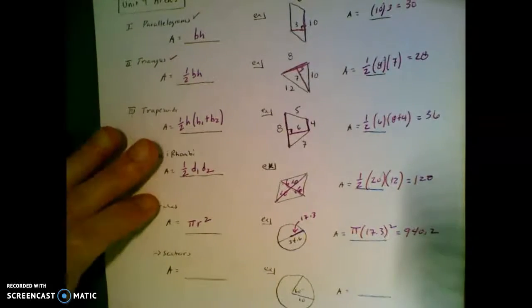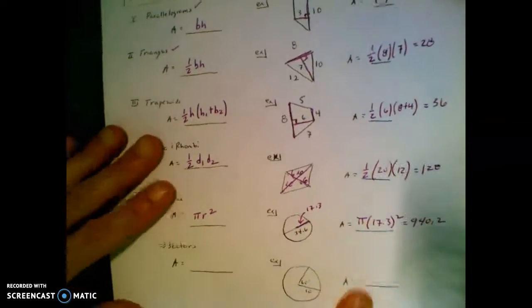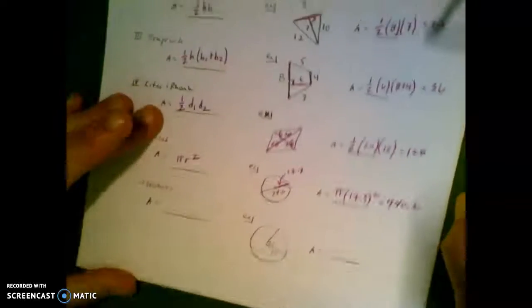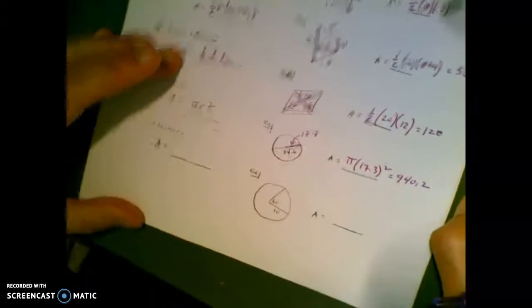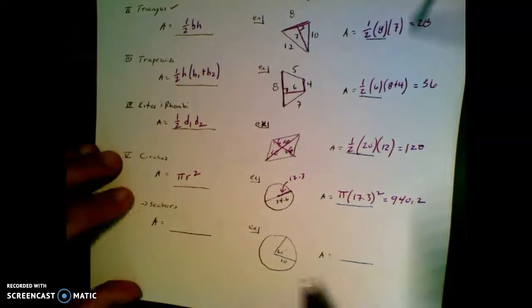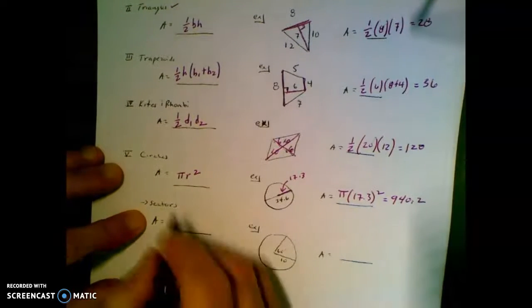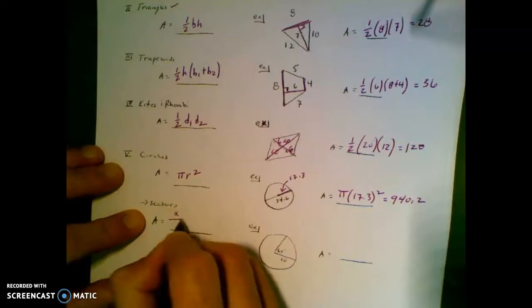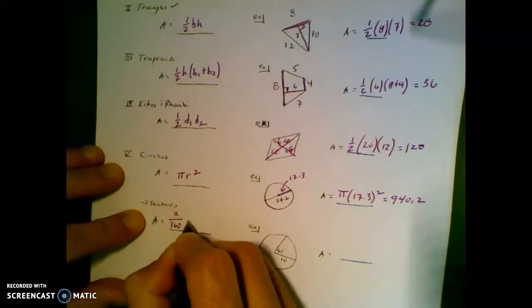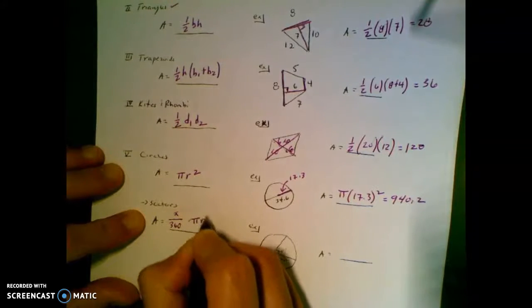Good on that one. And the last thing we looked at was a portion of a circle called a sector. So a sector, remember, is kind of like a slice of pizza. And that's the last thing we worked on here. To figure out the area of the slice of pizza, remember you take the angle measurement, put it over 360, and then you multiply that times pi r squared.